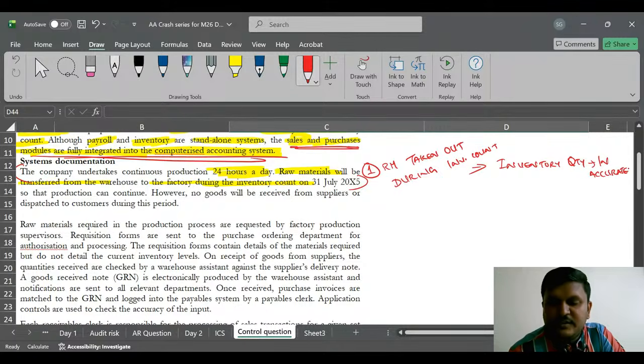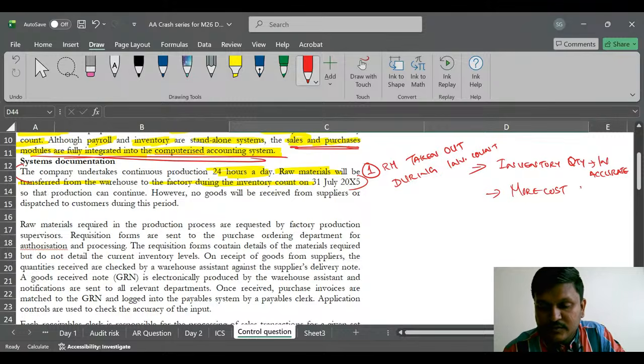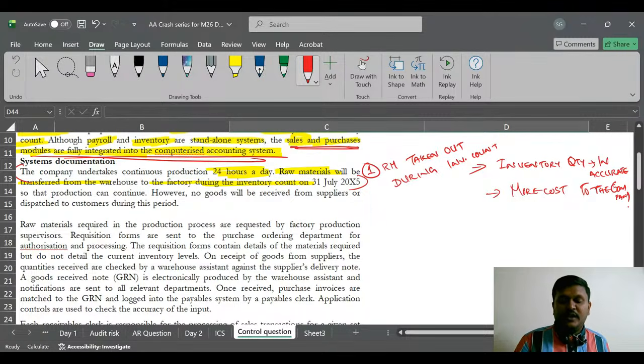That could be the why thing over there. Okay, and the impact would be that without having the proper inventory, you might even consider reordering that particular item, which will incur more cost for the company. That would be your negative impact: more cost to the company resulting from wrong inventory numbers being maintained. Okay, got it? So this would be the first thing over there.